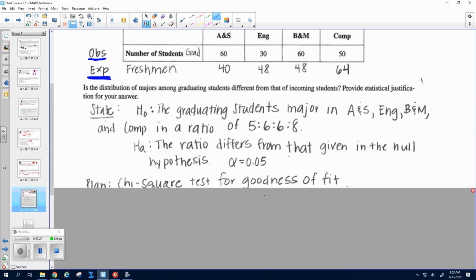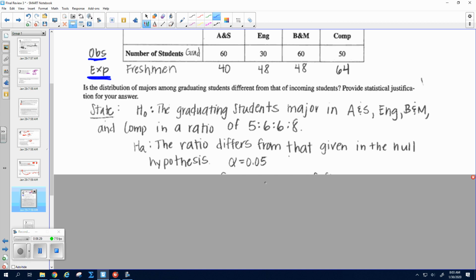So our null hypothesis is the graduating students major in A&S, English, B&M, and computers in a ratio of 5 to 6 to 6 to 8. And the alternate is that the ratio differs from that given in the null hypothesis, and I'm going to use a significance level of 5%.